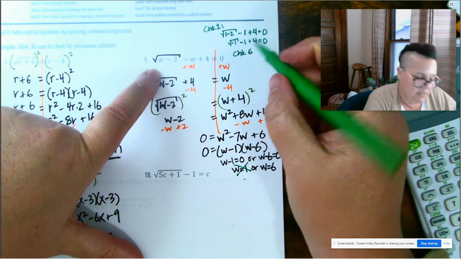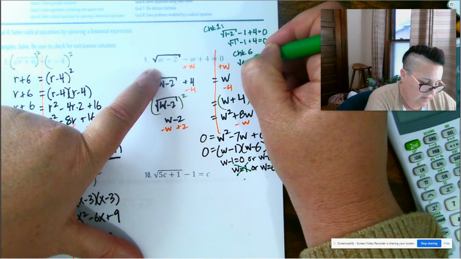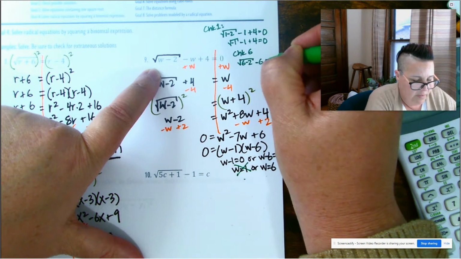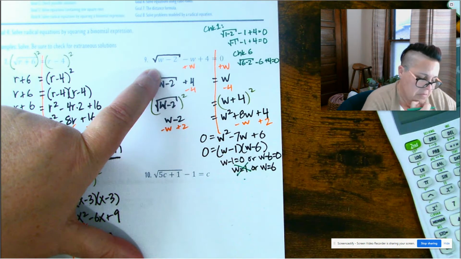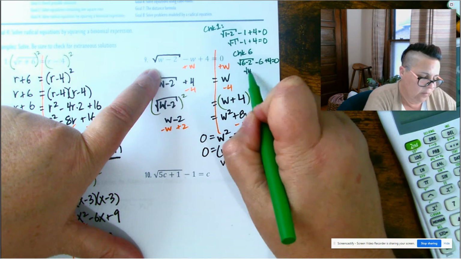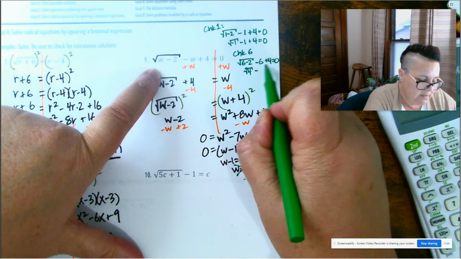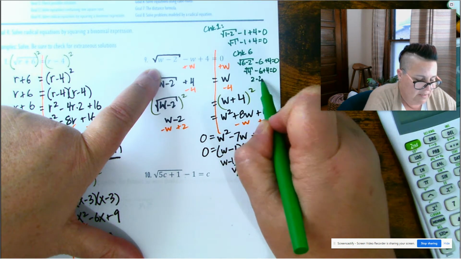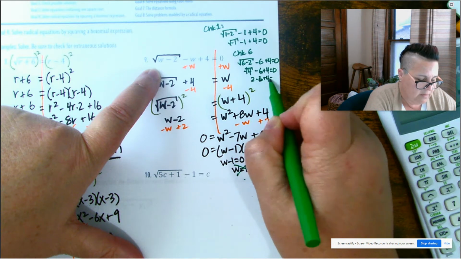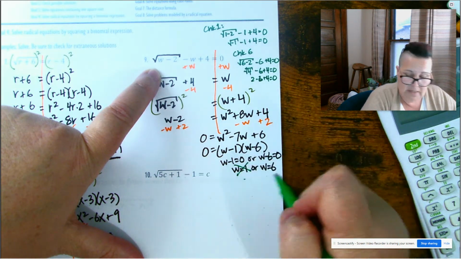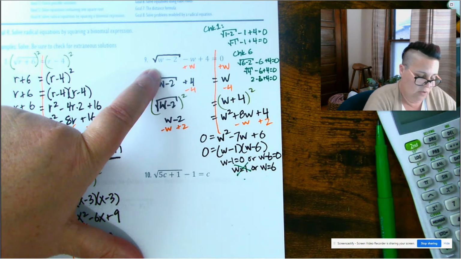If I go into check 6, I have the square root of 6 minus 2 minus 6 plus 4 is equal to 0. 6 minus 2 is 4, so this will be the square root of 4 minus 6 plus 4, or 2 minus 6 plus 4 is equal to 0. That's negative 4 plus 4, that's 0, and w equal to 6 works.